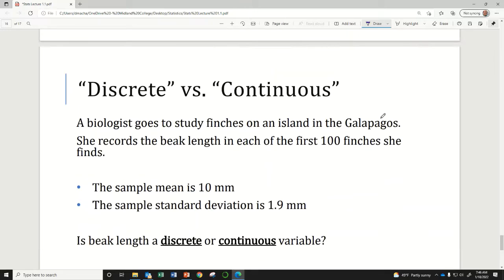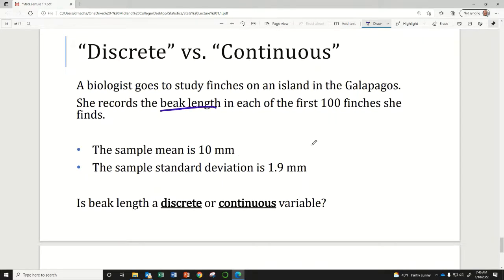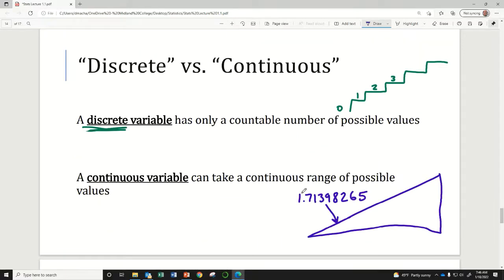On the other hand, again, if we're talking about beak length in the first 100 finches, we ask, is beak length a discrete or continuous variable? Well, length is a continuous variable because a beak could be any length you want, right? It would be okay to have a beak that's 1.7139 millimeters, a very short beak, but we can have any number of beak length in a range of numbers, right? We're not confined to having beaks that are exactly single multiples of millimeters or centimeters or whatever.